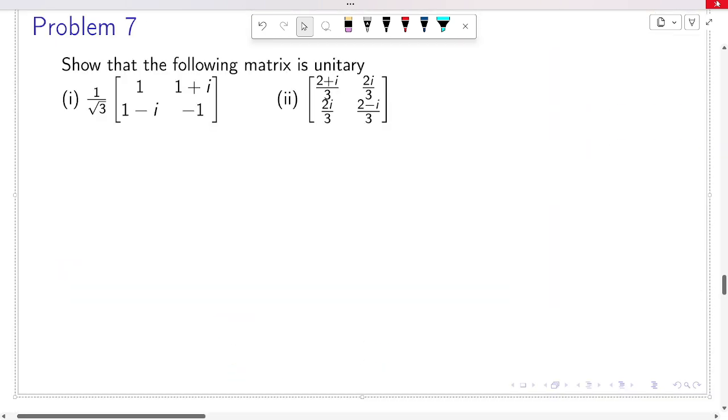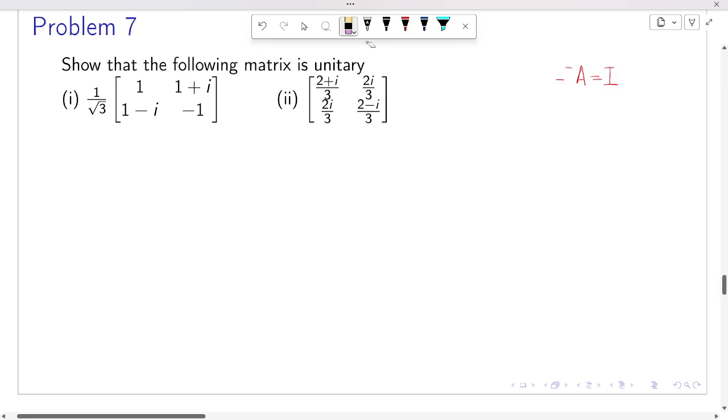So we need to prove that this matrix is unitary. So we need to prove that A conjugate into A is equal to the identity matrix. So let us start with this problem. Write A to be 1 by root 3, 1, minus iota, 1 plus iota, minus 1.